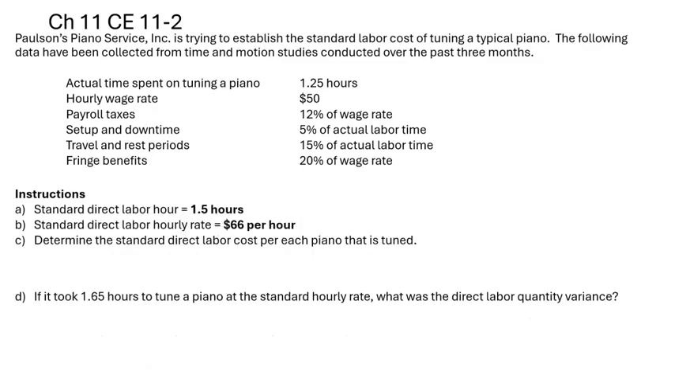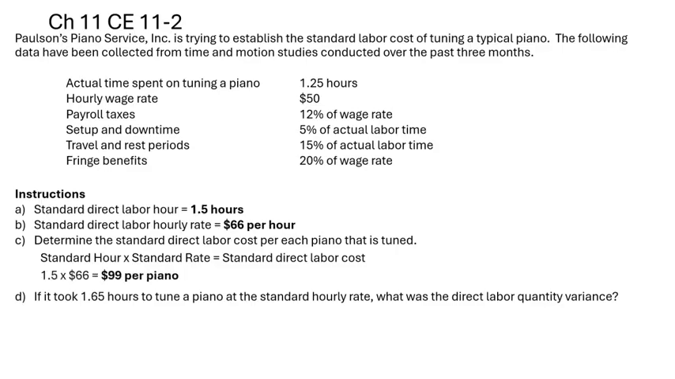So we have our standard direct labor hour, we have our standard direct labor hourly rate. So what is the standard direct labor cost per each piano that is tuned? We calculate that by standard hour times the standard rate. In this case, it's 1.5 hours times $66, so $99 per piano.